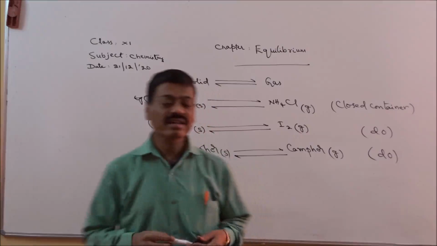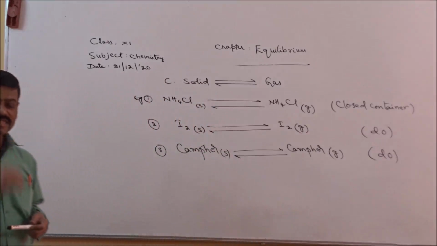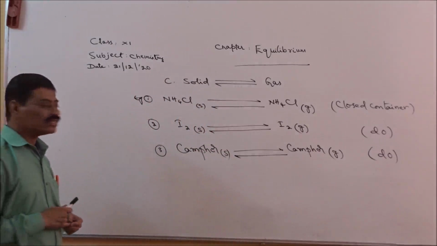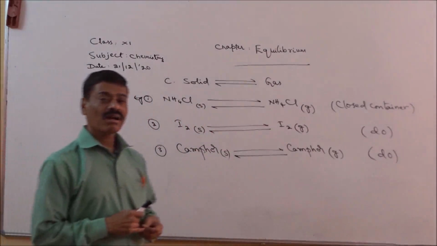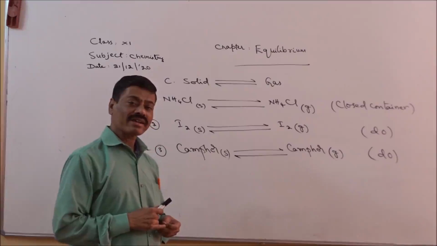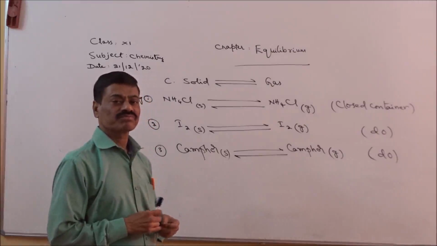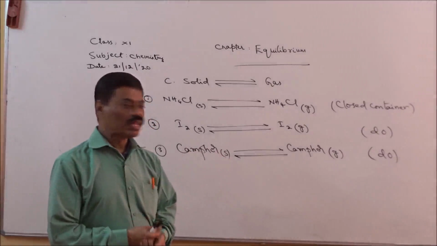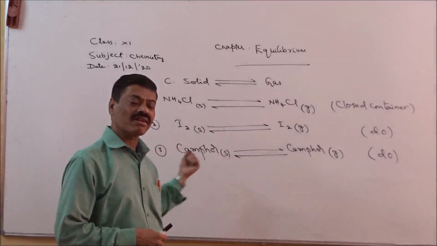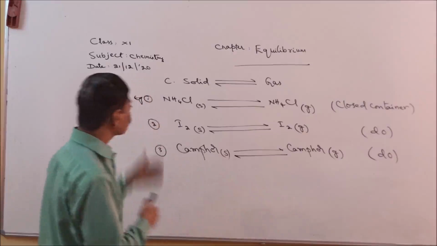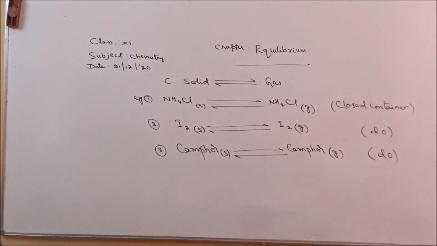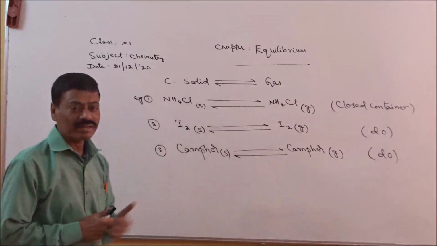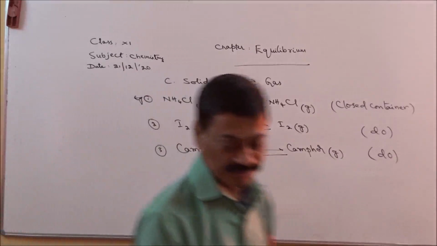Otherwise, if the container is opened, the gaseous form of ammonium chloride or iodine or camphor will directly enter into the atmosphere. So the reversible reaction will not take place. That is the point. So that's about the equilibrium in physical processes.